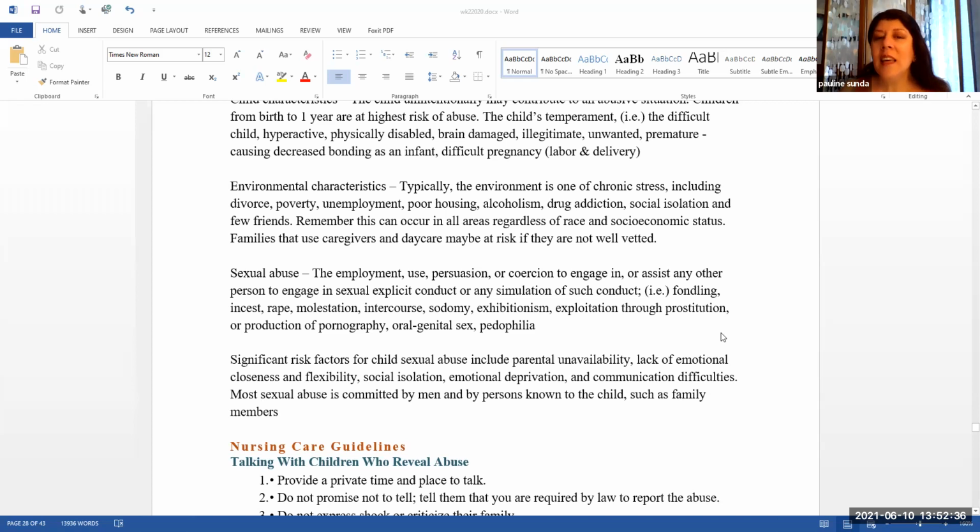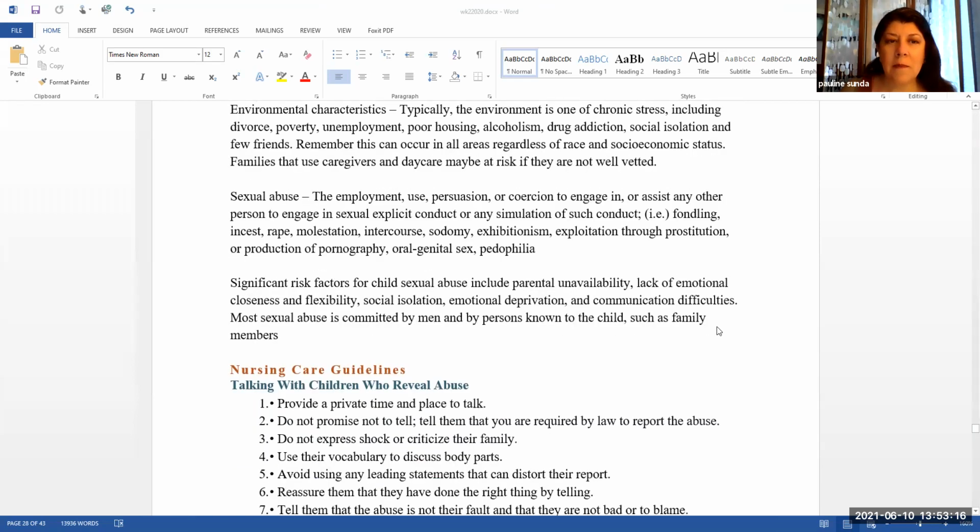Environmental characteristics. Here, this includes chronic stress, so things like divorce, poverty, unemployment, poor housing, alcoholism, drug addiction, social isolation, and having few friends. But please remember, this can occur in all areas regardless of race and socioeconomic status. Families that use caregivers in daycare may be at risk if they are not well vetted. So it is very important for families to pay very close attention to the caregivers as well as their daycare.